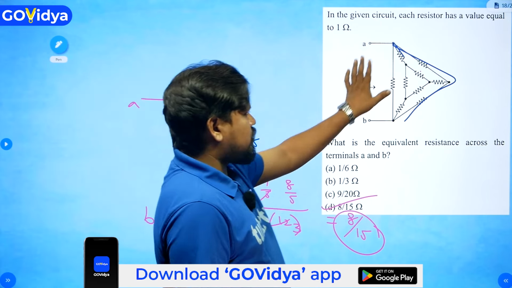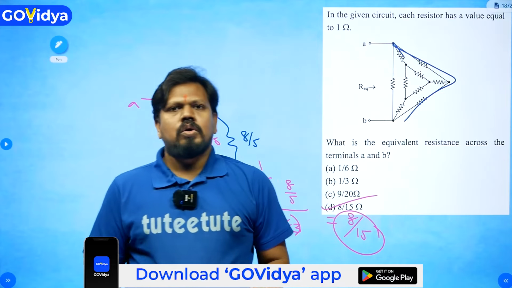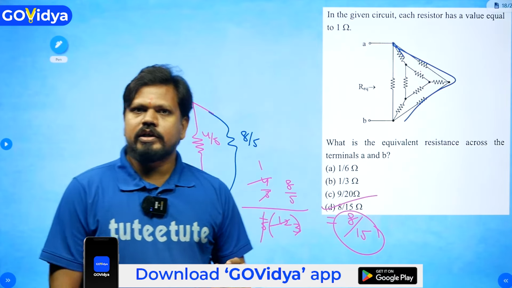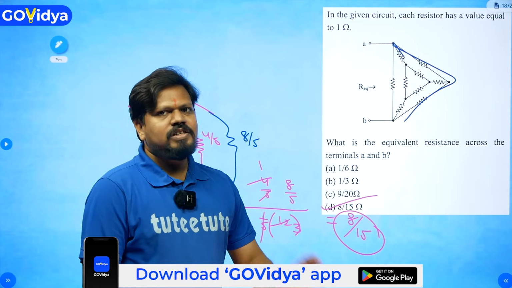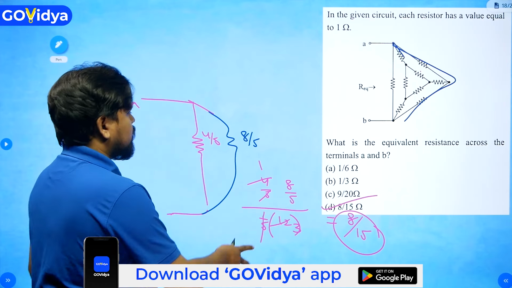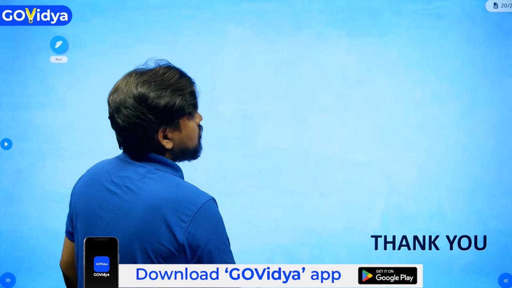Whenever this model of question comes, it's simple; only the calculation time it will take. So definitely you have to do this question fast, otherwise it will take too much time in the examination. Anyway, these are the questions.